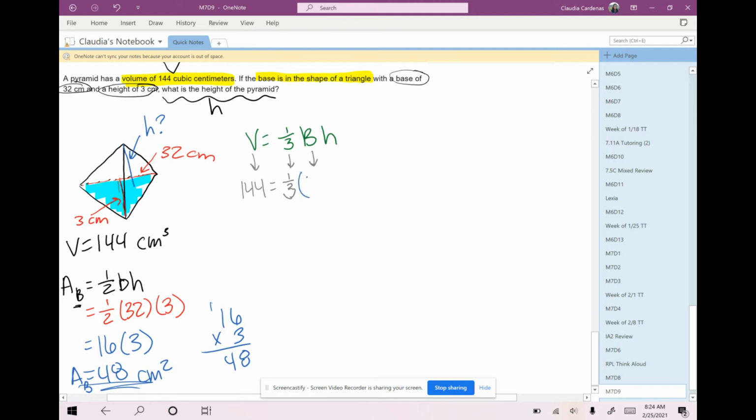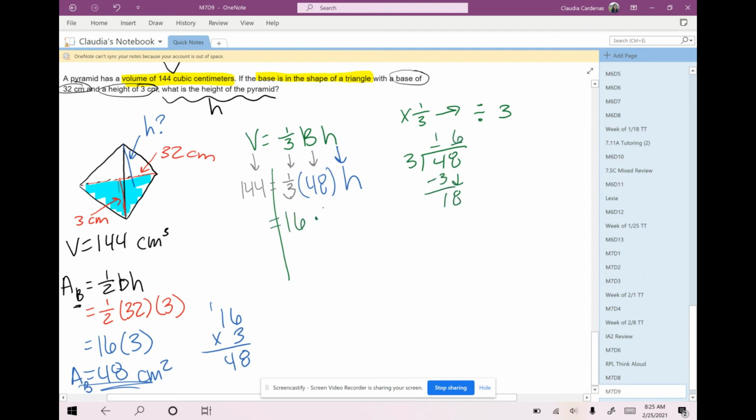Okay, so I can substitute that into my formula now, 48. And now the height of the pyramid is what we are trying to find, so we're going to leave that as h. Alrighty, so now that we have most of the right side of our equation, we can start simplifying the right side before we start manipulating anything else. So 1/3 of 48. Remember, multiplying by 1/3 is the same thing as dividing by 3. So 48 divided by 3 is 16. So far, this side is 16 times the height will get us 144.